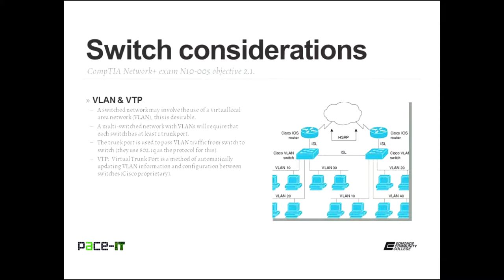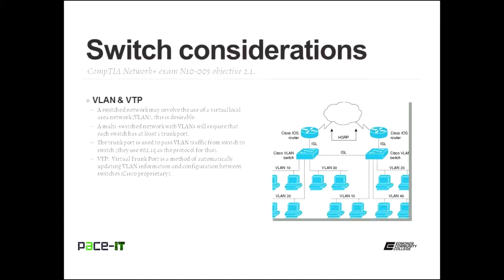And talking about that, let's talk about VLANs. A switch network may or may not involve the use of virtual local area networks, VLANs. And actually, depending upon the size of your network or what you're doing with your network, multiple VLANs would be highly desirable. If you happen to have a multi-switch network in which there are multiple VLANs, that means that your switches will be required to have at least one trunk port connecting to each other. This trunk port is used to pass VLAN traffic from switch to switch. That way you can have VLAN 20 on one switch and have it pass information to VLAN 20 on the other switch.